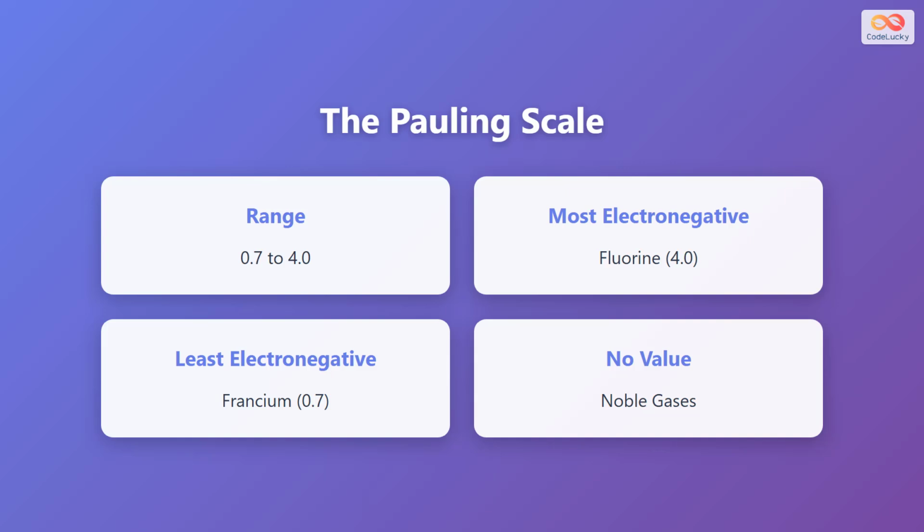Scientists use the Pauling scale to measure electronegativity. This scale ranges from 0.7 to 4.0. Fluorine holds the top spot with a value of 4.0, making it the most electronegative element. At the other end, francium has the lowest value at 0.7. Interestingly, noble gases don't have electronegativity values because they rarely form bonds with other elements. This scale was developed by Linus Pauling and helps us quantify and compare the electron-attracting abilities of different elements.